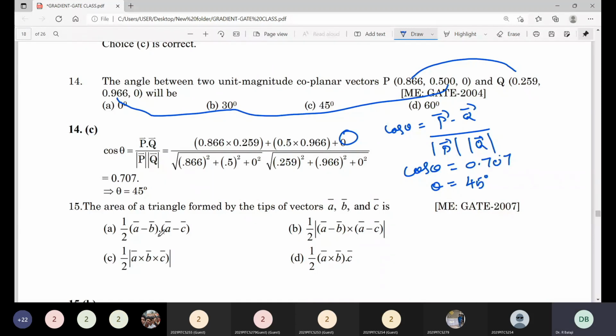So the area of the triangle formed by the tips of vectors A vector, B vector and C vector is 1 by 2 into modulus of (A minus B) cross (A minus C) vector. Okay, it is the formula.